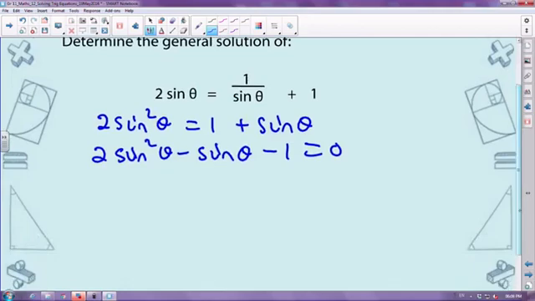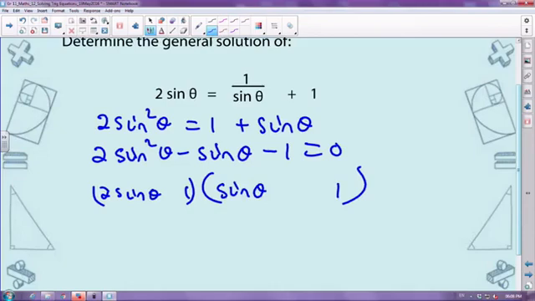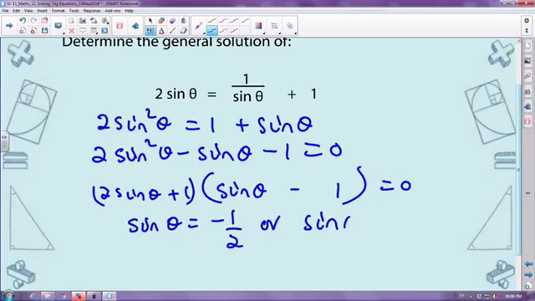Now, guys, what has happened here? This is now a trinomial, okay? You've got your 2 sine theta, 1 and 1, okay? Then a minus and a plus equals naught. Sine theta is negative half, or sine theta is 1, all right?